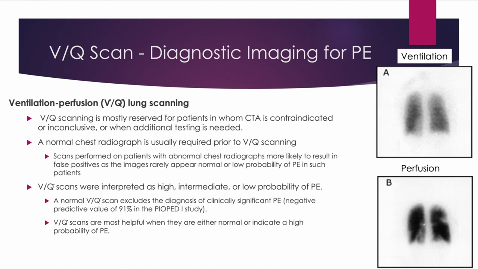You see these points where there is less uptake right here. And those are places that are suggestive of PEs, okay? I don't need to get too into it, but one thing I want to mention is that VQ scans are great when they're normal or when they are high probability of PE. Those VQ studies that are indeterminate or in the middle, where we can't really tell if it is or if it isn't, are not too helpful, okay? The patient does have to lie still for 30 to 60 minutes for a VQ scan.